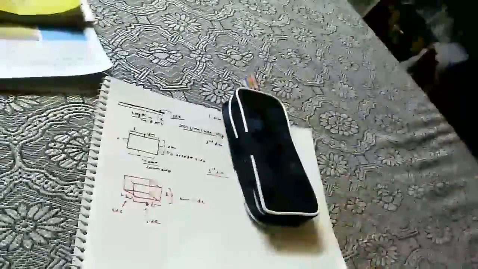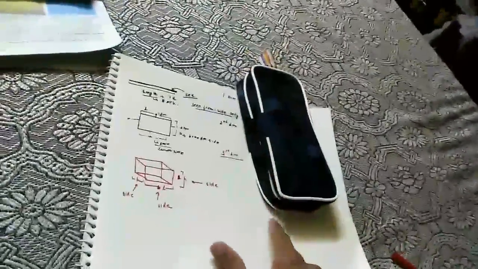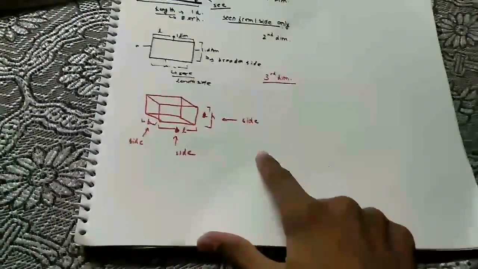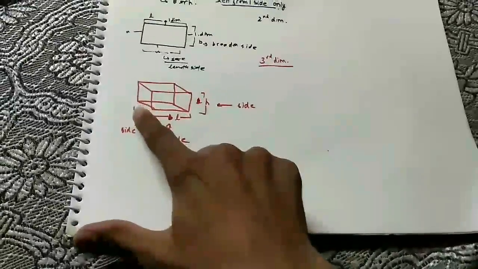We can take any side. This is the length, this is the breadth, and this is the height. On any side, we can have these three things only. I can't see this side from here. I can't see that side from here. I just have to move it in order to see it. So in three-dimensional cases, we can see the object from three sides.